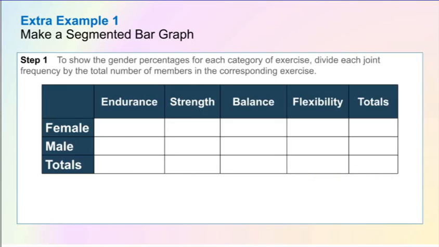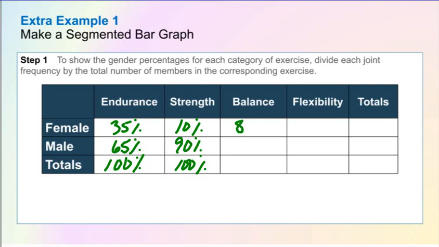So here, for endurance, we had 7 divided by 20. 7 divided by 20 is 35%. Male would be 13 divided by 20, 65%. Again, they have to add to 100%. Next, 5 divided by 50 would give us 10%. That means male was 90%. Balance, we had 17 divided by 20, which was 85%. Means 15% was male.